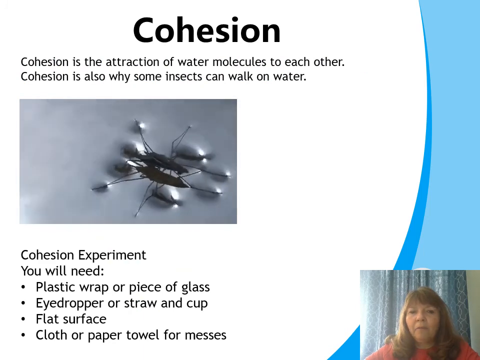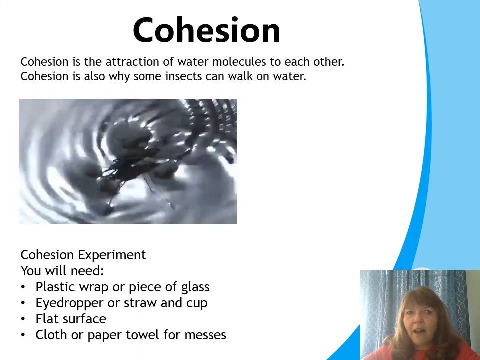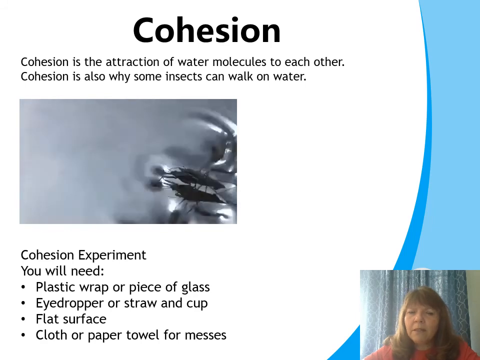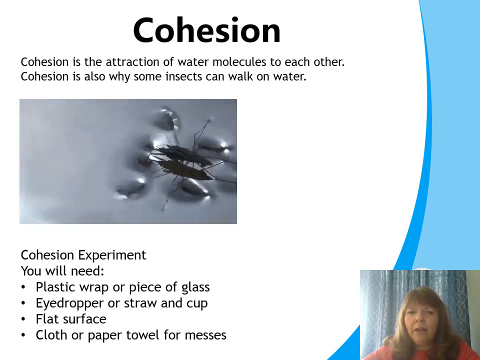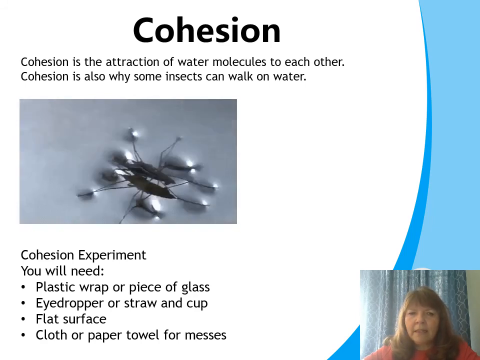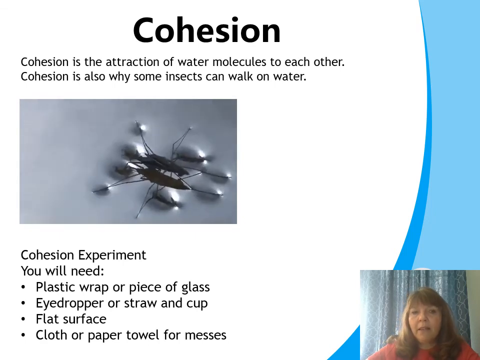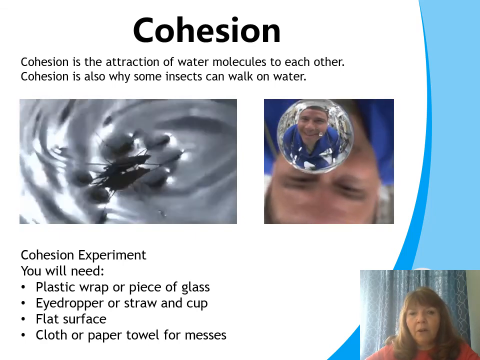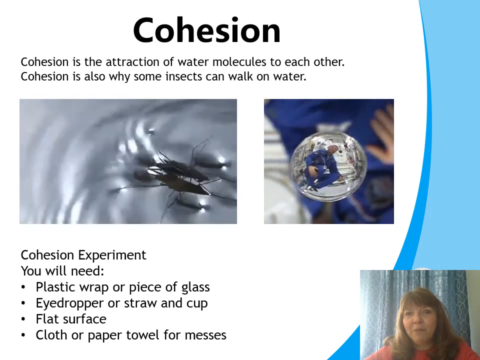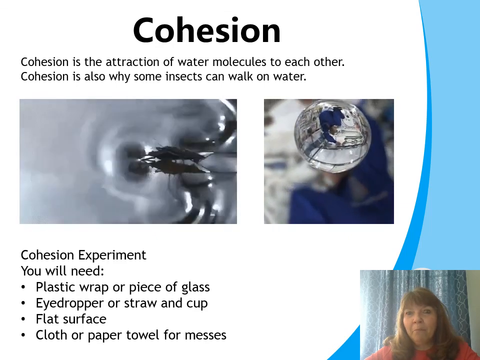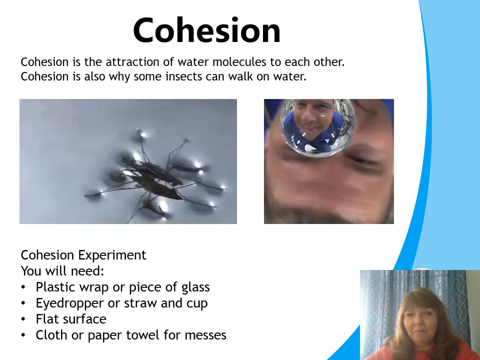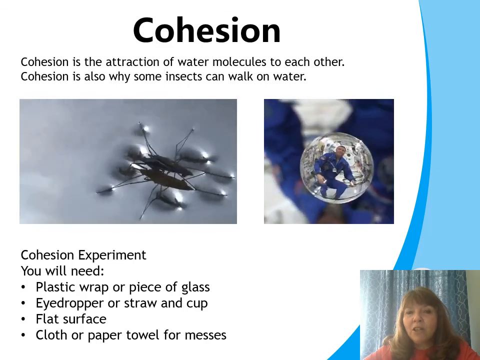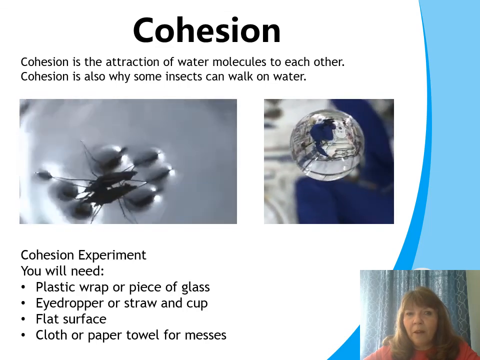Now, one of the words that describes how water likes to stick together is called cohesion. And cohesion is just water molecules sticking together. And cohesion is why some insects can walk on water, like that water skipper, or why the astronauts see water in a great big bubble that looks like a soap bubble. And so we're going to do an experiment with cohesion.